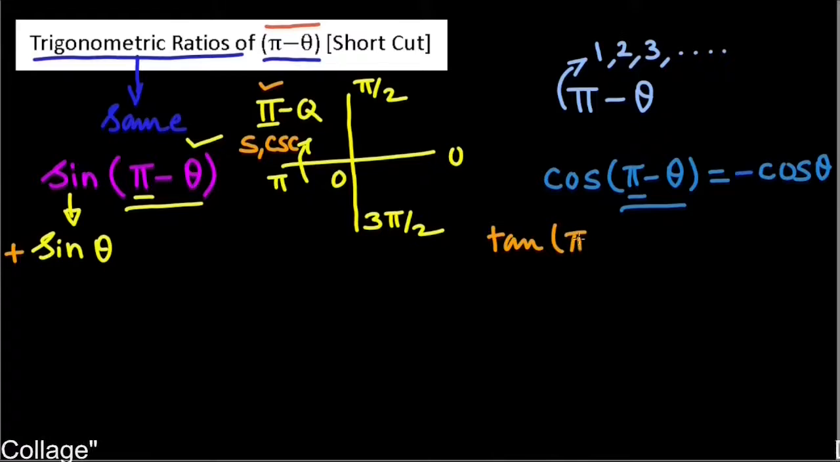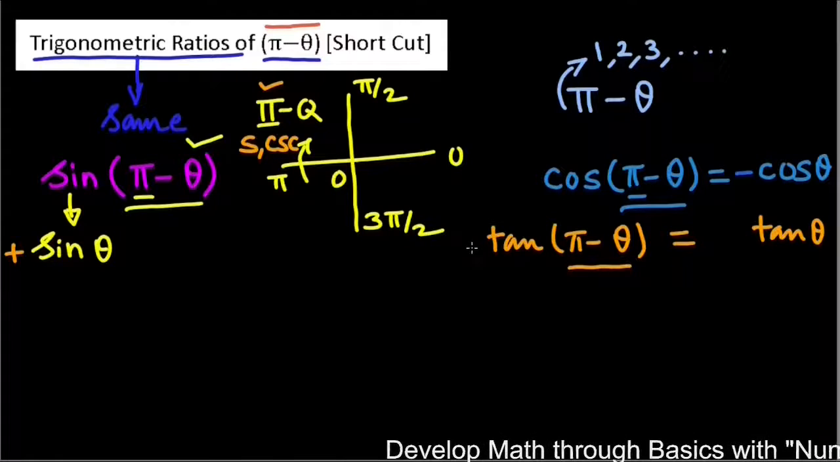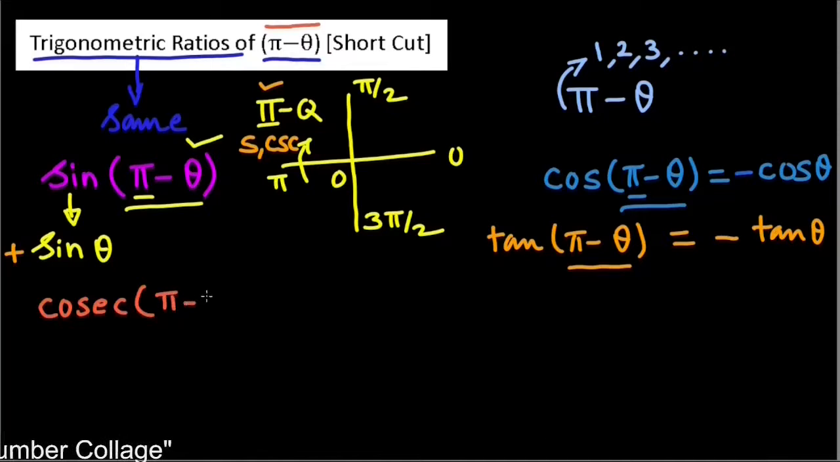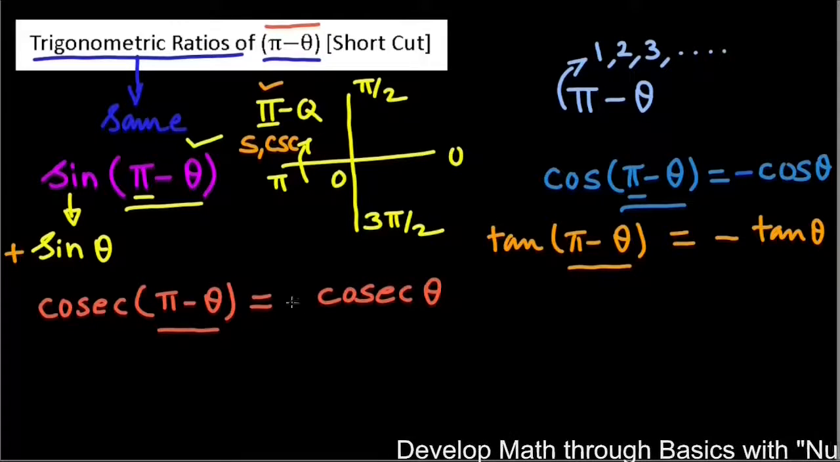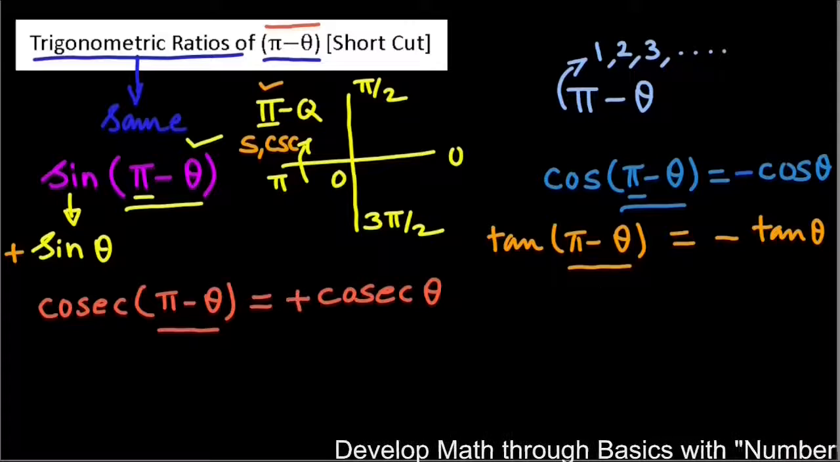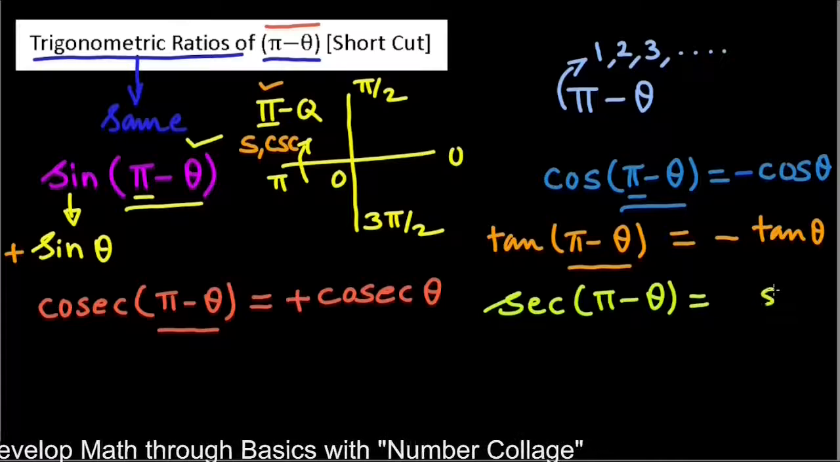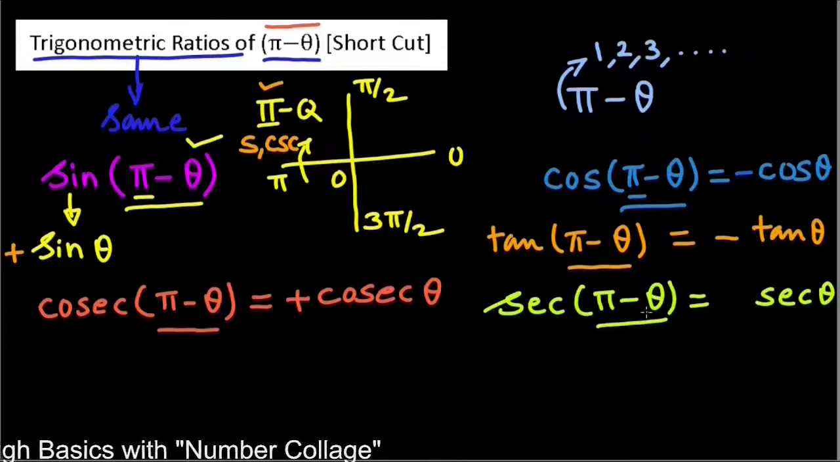Tan pi minus theta will be tan theta. Angle pi minus theta is in the second quadrant, in which tan is negative. Therefore, this will be minus tan theta. Cosec pi minus theta will be cosec theta. Angle pi minus theta is in the second quadrant, in which cosec is positive. Therefore, this will be positive. Sec pi minus theta will be sec theta. Angle pi minus theta is in the second quadrant, in which sec is negative. Therefore, this will be minus sec theta.